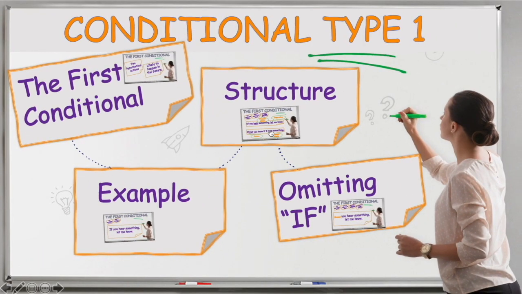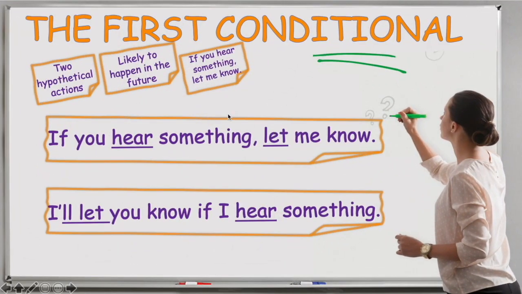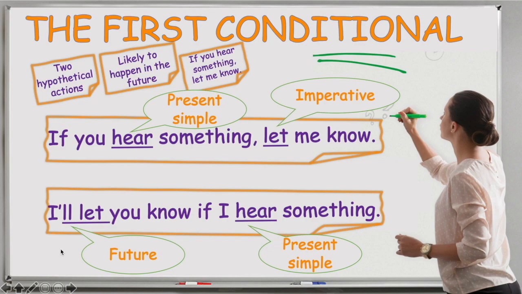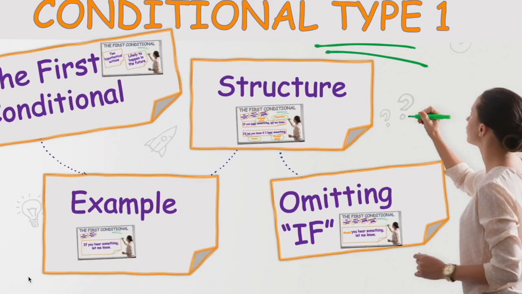Now, in terms of structure, what you need to pay attention to for the first conditional is that you use present simple after if. And in the other half, which is called the main clause, you can use an imperative, as we have in this example, but that's not all. As long as you use present simple after if, in the other half, so in the main clause, you can also use future.